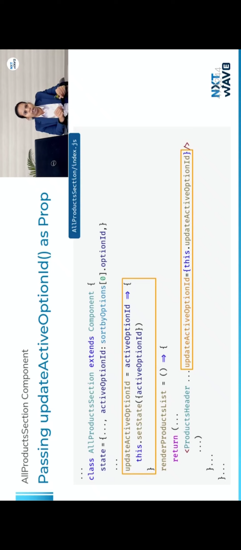You can see in the all products section, there's update active option ID, right? In that you can see we are updating the active option ID based on the selection. The selection is passed as an argument and we are updating the state based on it, and we are passing this function as a prop, you can see there, to the update active option ID. So whenever there is a change in the drop down selection, this particular function will be called and the state will be updated appropriately, right?